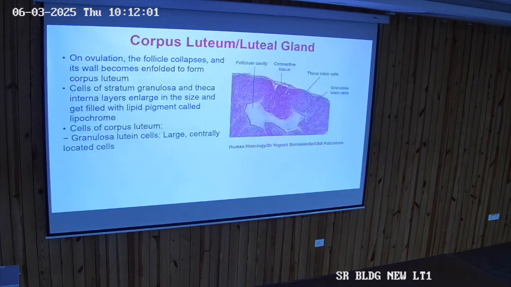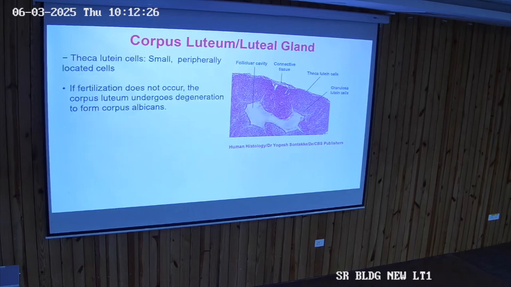Now if ovulation occurs, the ova will be released, and the rest of the part along with the cavity and the granulosa cells will form the corpus luteum. This corpus luteum contains granulosa cells and theca lutein cells. The outer peripheral cells are called the theca lutein cells, and the cavity becomes smaller in size. Later on, this corpus luteum or luteal gland will degenerate. If fertilization doesn't occur, the corpus luteum will undergo degeneration, leading to the formation of corpus albicans.